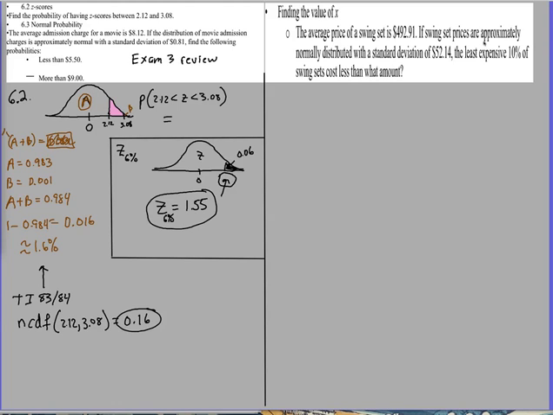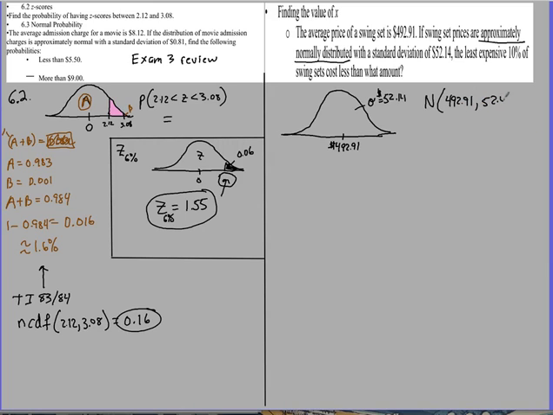There are some key words you always want to look for when reading a problem, and one of them is "approximately normally distributed." That allows me to draw this graph right here, which tells me that most of the data falls around the mean. The average price is 492.91, and the standard deviation is $52.14. Sometimes we write this notation like this: 492.91 comma 52.14.